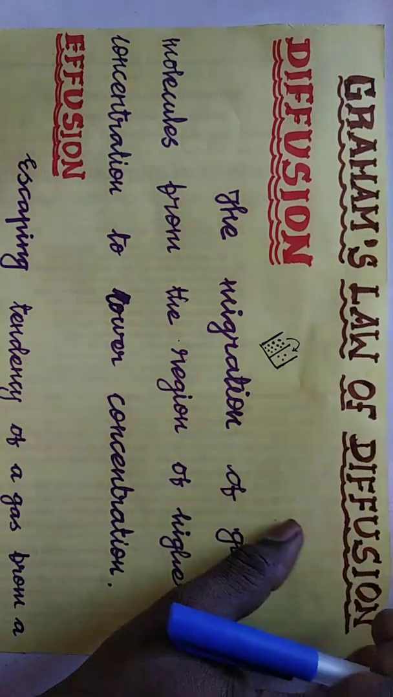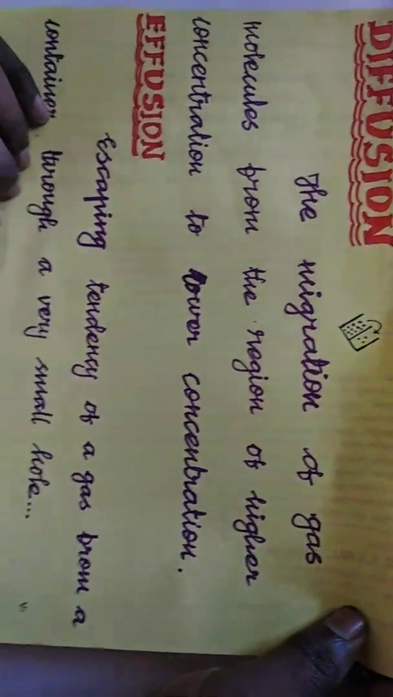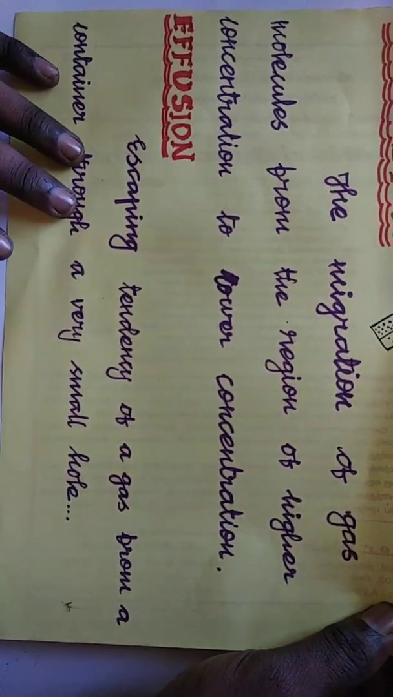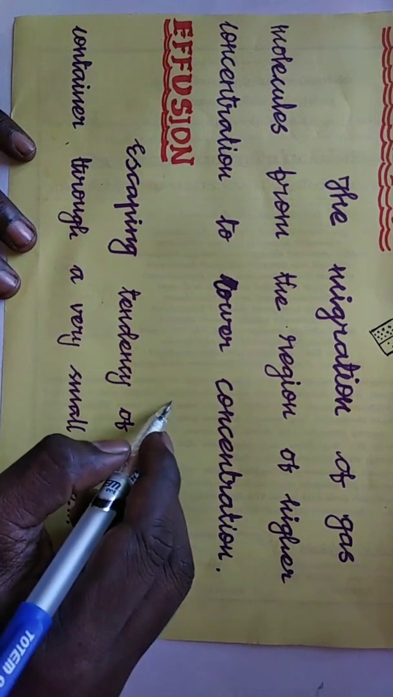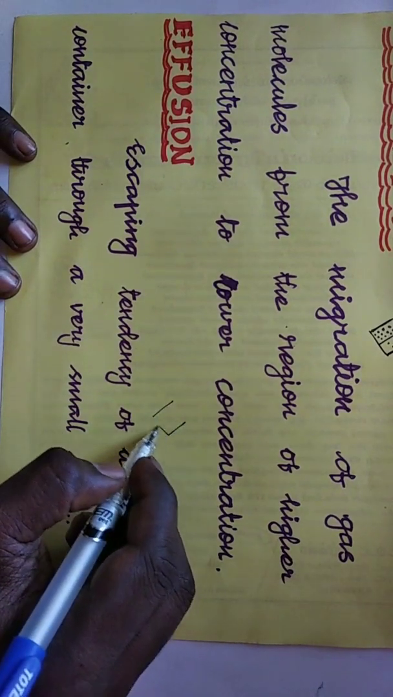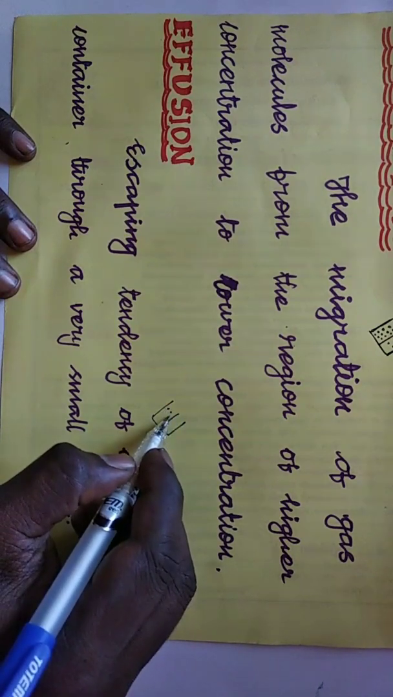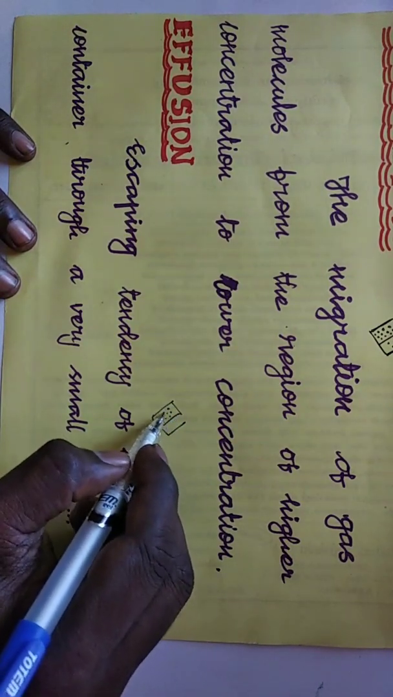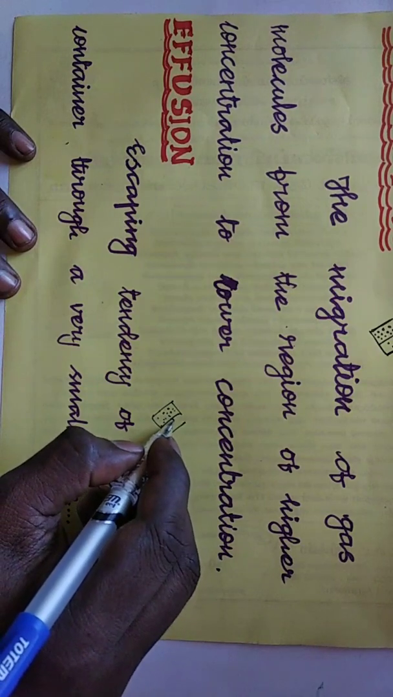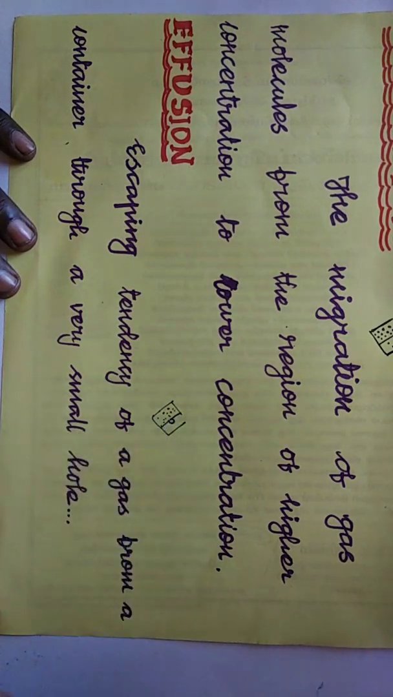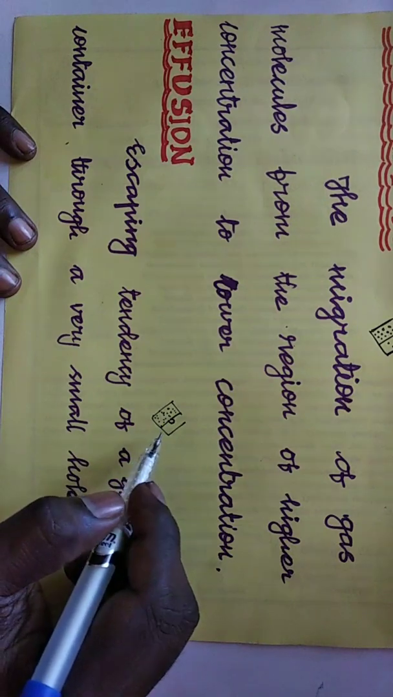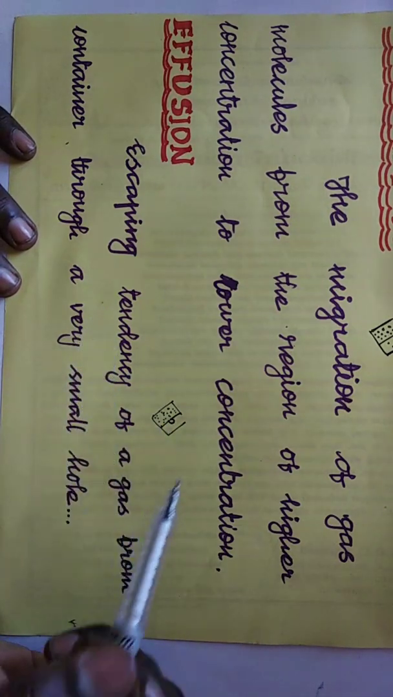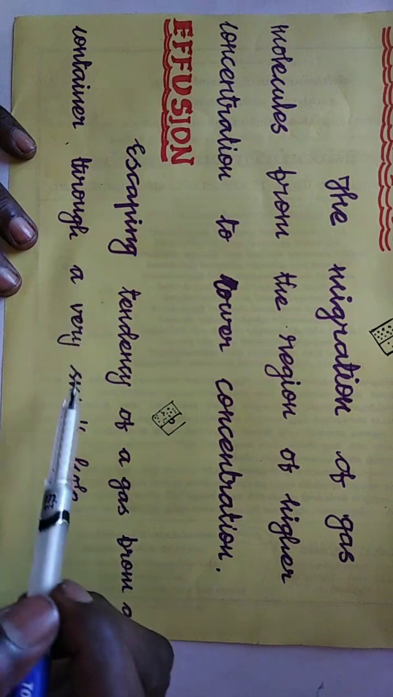Now the second process, effusion, we can discuss now. What is called effusion? Here also we use the same type of container. In a container, the gas is taken only in one region and the gas molecules are allowed to move through a small hole in the compartment. The gas molecules are escaping through the small hole, so it is called escaping tendency. This process is called effusion.